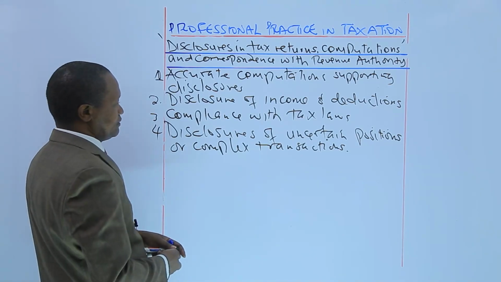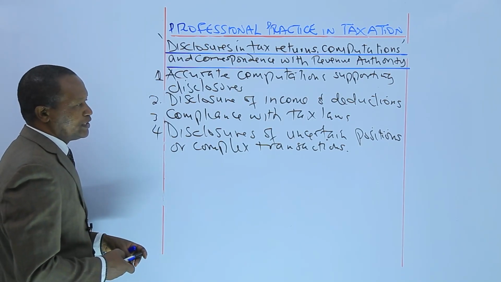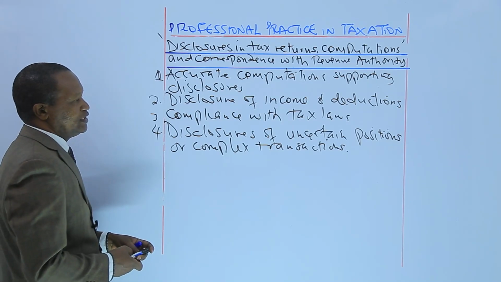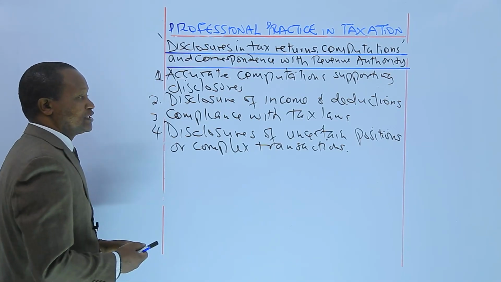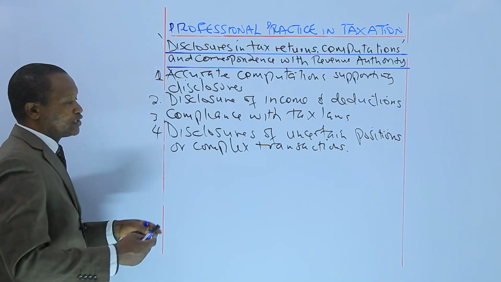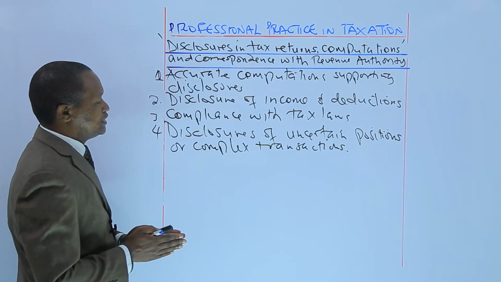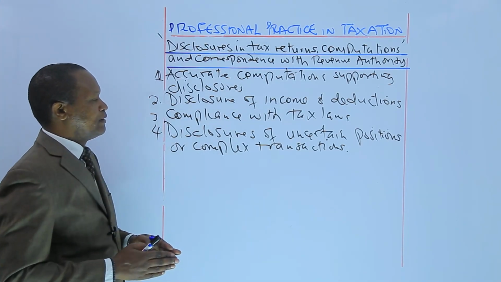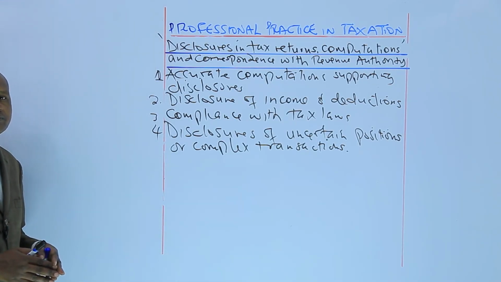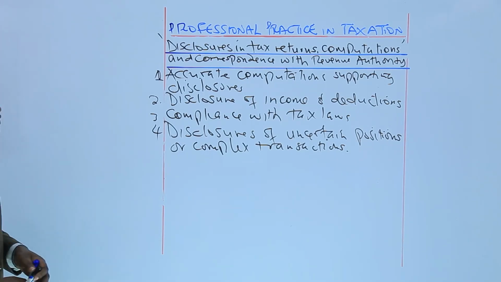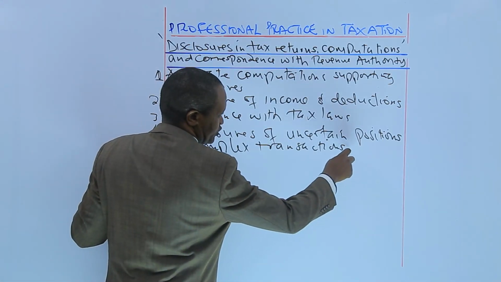with the tax authorities. So as a tax professional, when dealing with complex transactions, when dealing with uncertain positions, it's important to disclose such complex transactions because that would indicate transparency and it can reduce or mitigate any potential penalties from the revenue authorities. Disclosures of uncertain positions or complex transactions.